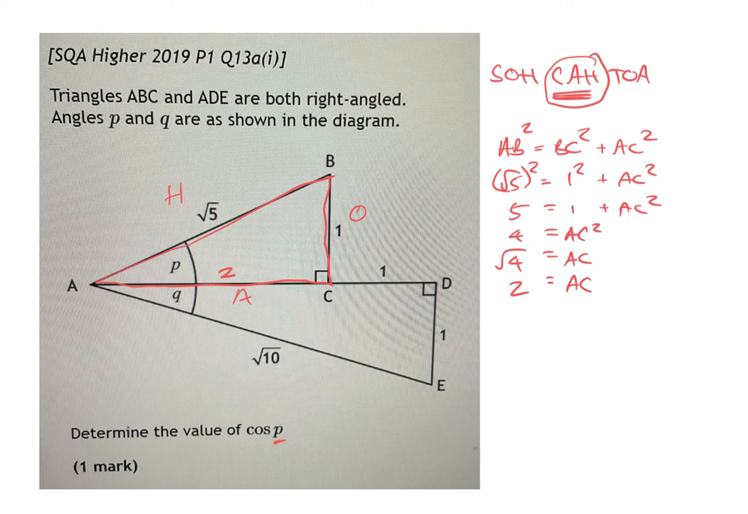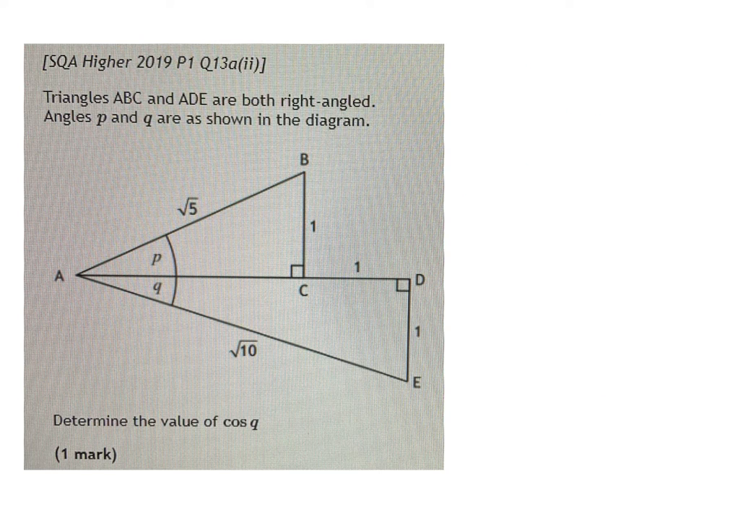Cosine is adjacent over the hypotenuse, so we can then just write that cos of P is the adjacent, which is 2, divided by the hypotenuse, which is root 5, and we will leave it in that form. Now in the second part of the question, they are asking us to find the value of cos Q. So Q is this one, and we're using the bottom triangle this time, so this is the triangle that we're going to use.